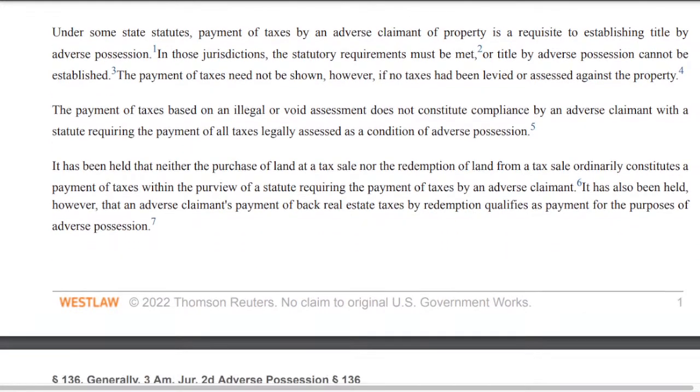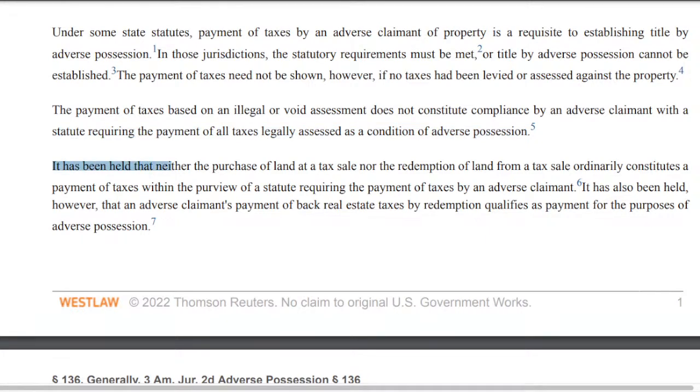Okay, here we go. Under some state statutes, payment of taxes by an adverse claimant of property is a requisite to establishing title by adverse possession. In those jurisdictions, statutory requirements must be met, or title by adverse possession cannot be established. The payment of taxes need not be shown, however, if no taxes had been levied or assessed against the property. See? So the payment of taxes based on an illegal or void assessment does not constitute compliance by an adverse claimant with a statute requiring the payment of all taxes legally assessed as a condition of adverse possession. That's an interesting one there too.